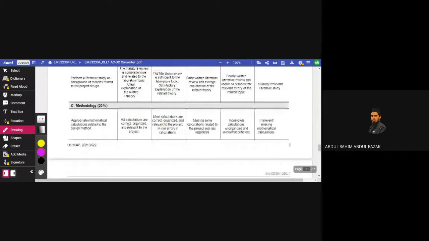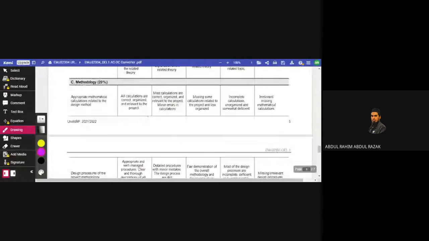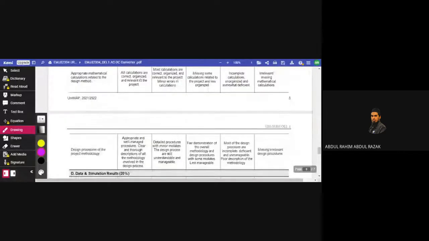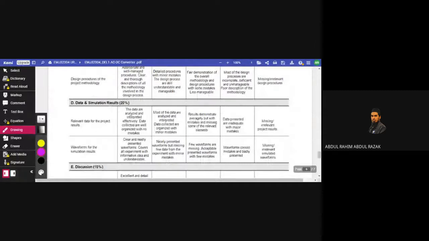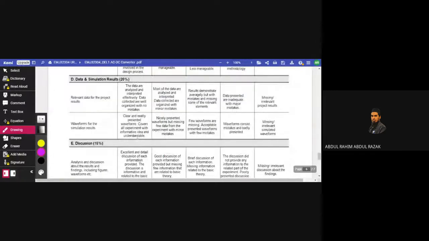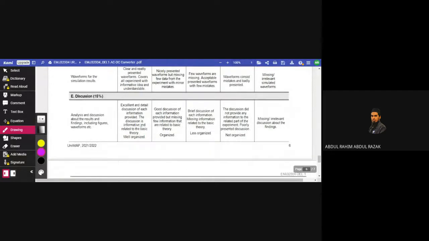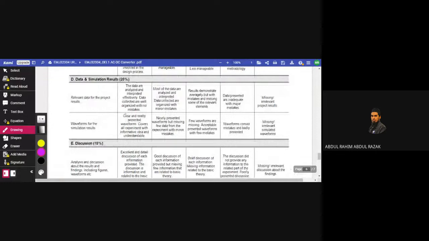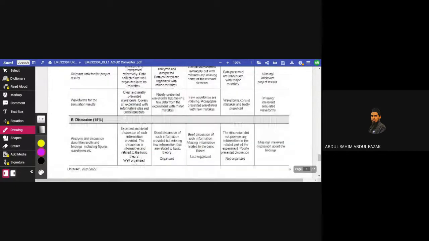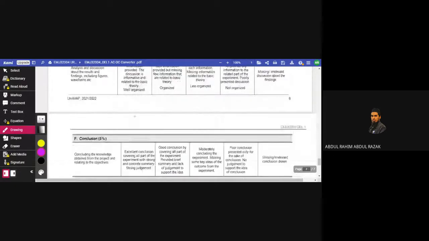The methodology is how you want to simulate or how you want to execute your converter. So that is your methodology. Simulation is how you simulate and what data you have and what kind of comment is available within your simulation or your produced data. And then this is the discussion: simulation result with comment. The conclusion is what you have in your submission. This is the overall conclusion. Okay.